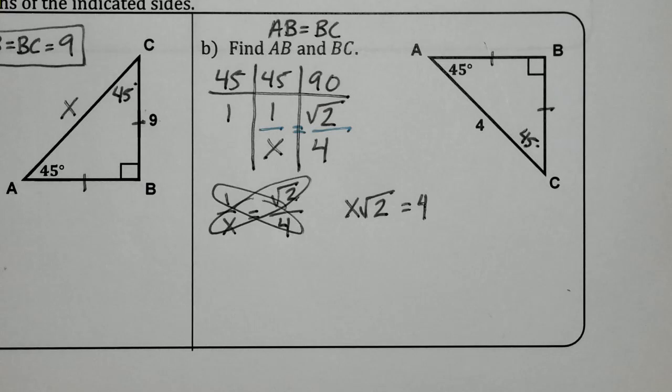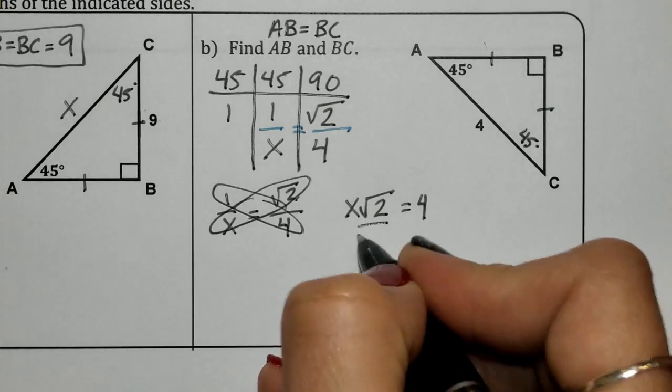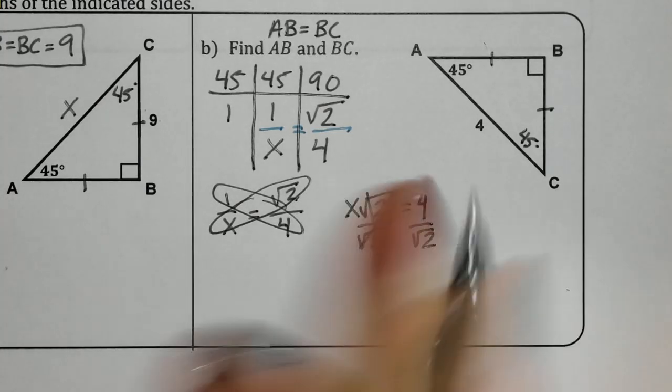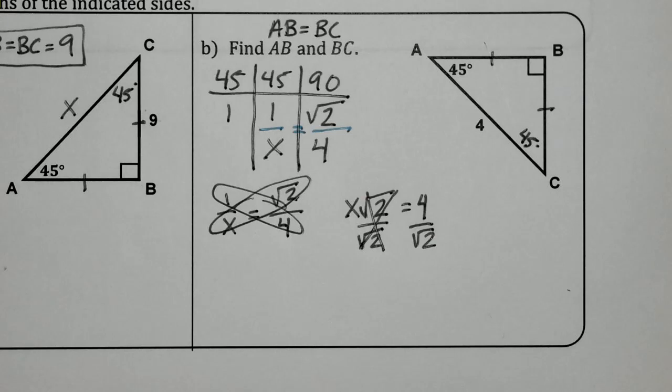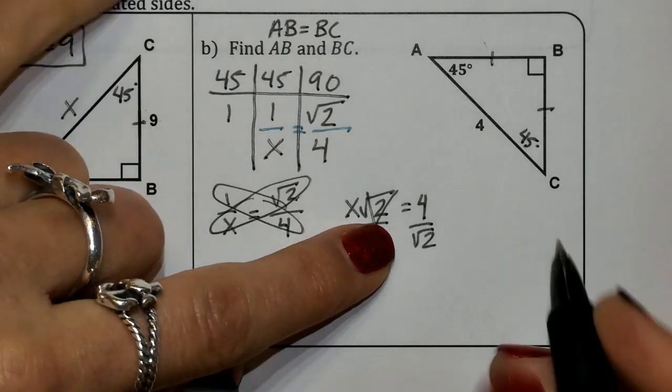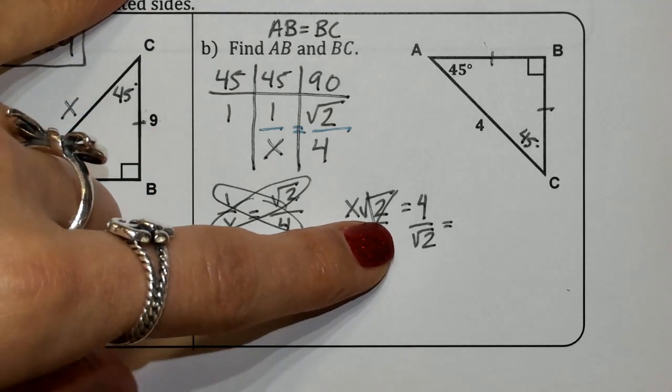Now, we need to divide by what's attached to x. What is attached to x? The square root of 2. So let's divide both sides by the square root of 2. It will cancel on the left. What we have learned with radicals is red flags should be going off. You are not allowed to have a radical in the denominator. We have to do what's called rationalize. We got to get rid of it.